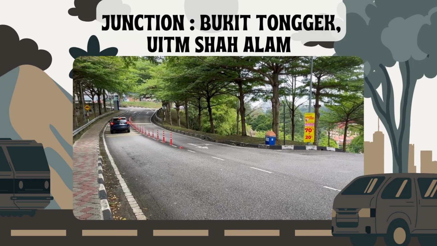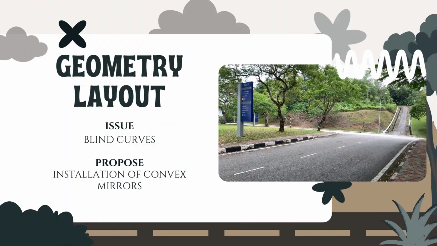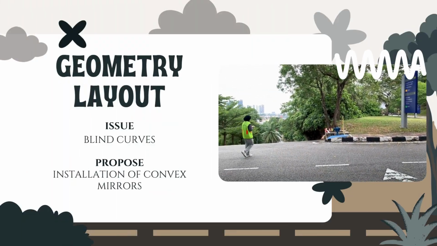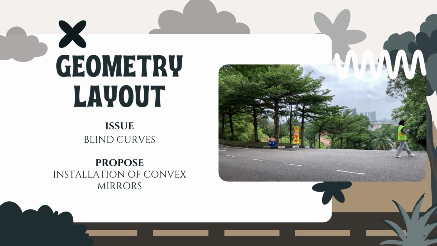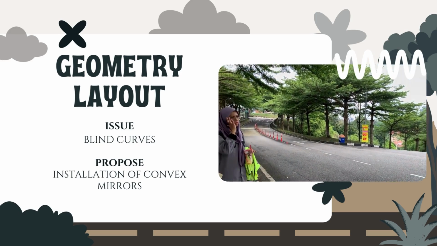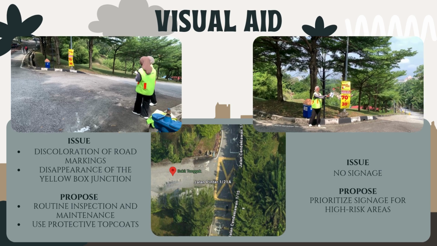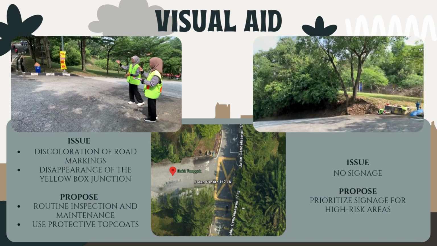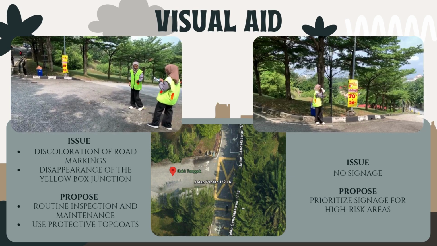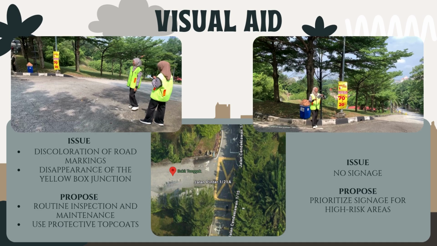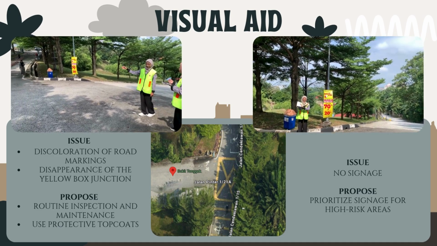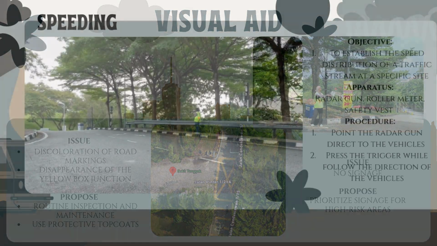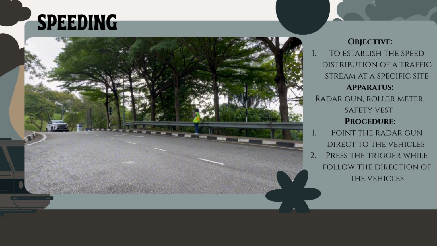This is our chosen junction. Based on geometric layout principles, there is a problem where the vehicles from the hilly parts have limited visibility in order to turn at the junction. As for the visual aids principles, the road markings and yellow box junction have completely disappeared, which can be solved by routine inspection, maintenance, and also using protective top coats.